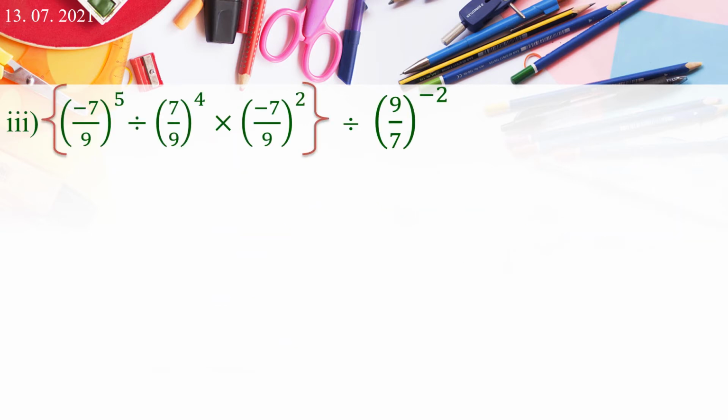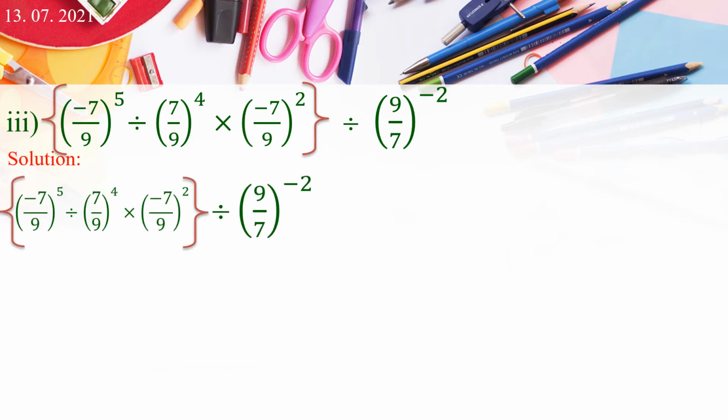Third sum, minus 7 by 9 whole power 5 divided by 7 by 9 whole power 4 into minus 7 by 9 whole squared divided by 9 by 7 whole power minus 2. Let us move on to the solution. Students, look at the sum carefully. Inside the bracket, we have denominators common. Likewise, in the numerator also, we have number 7, but the sign differs.